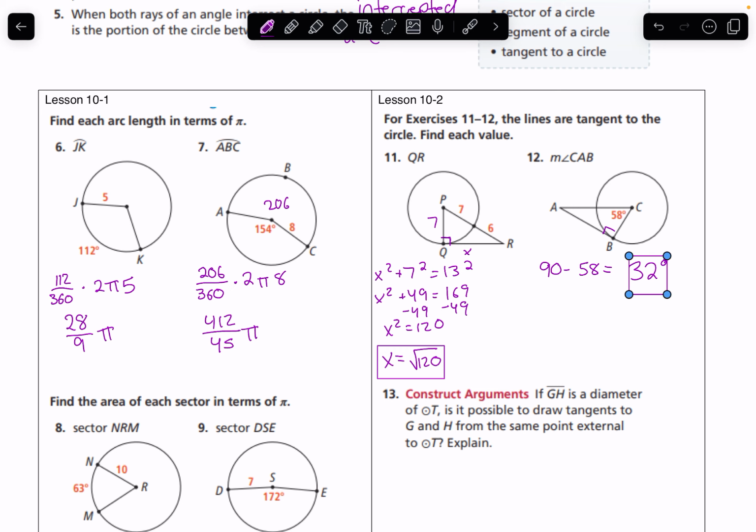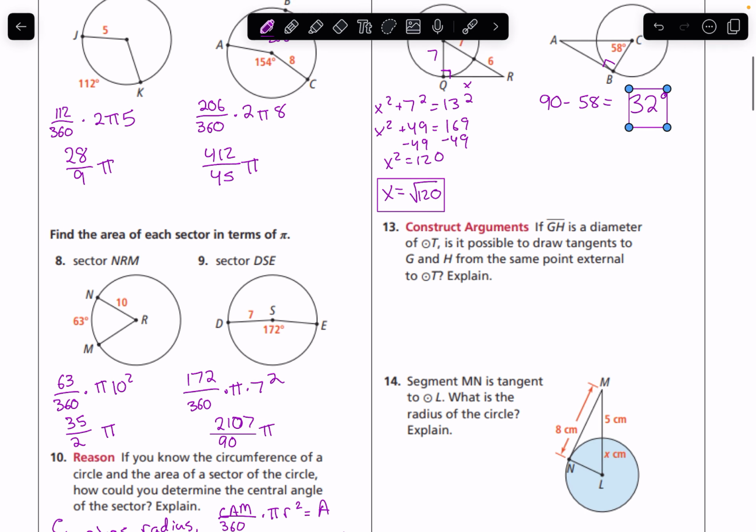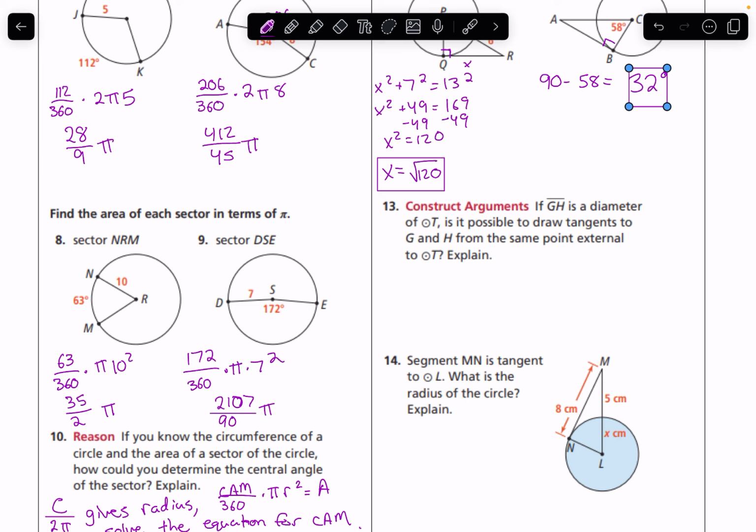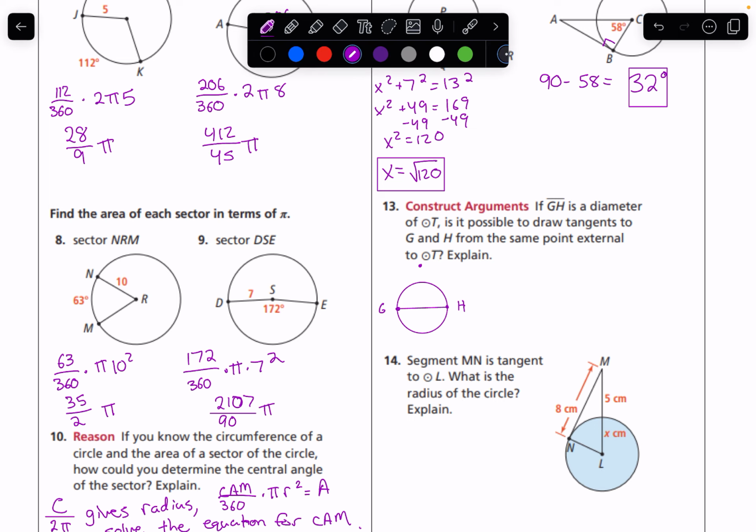Number 13, if GH is a diameter of T, is it possible to draw tangents to G and H from the same point external to circle T and explain? So if we have a circle and GH is a diameter, can we draw tangents G and H from the same point external to T? So if I have a point out here, am I able to draw tangent lines to both sides?